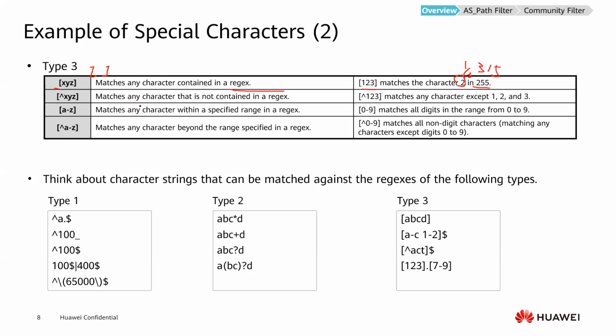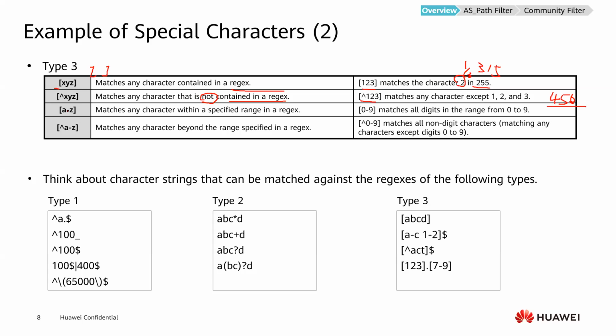Okay, that means match any character contained in this regex. And practice with the caret. That means you need to match any characters that are not contained in this regex. So this means you need to match any character except 1, 2, 3. For example, you have a string 4, 5, 6. You can match it, because it does not have the 1, 2, 3.